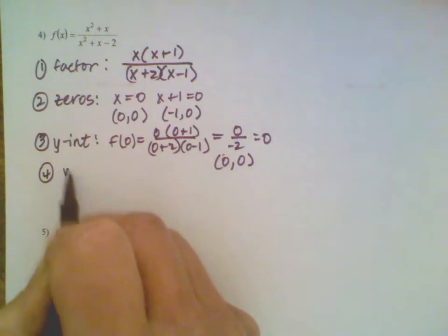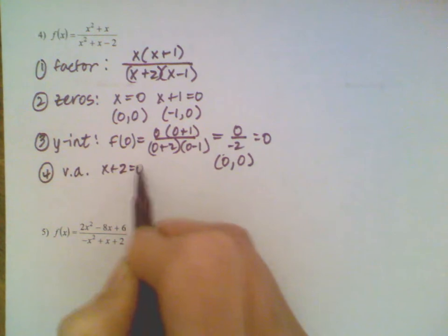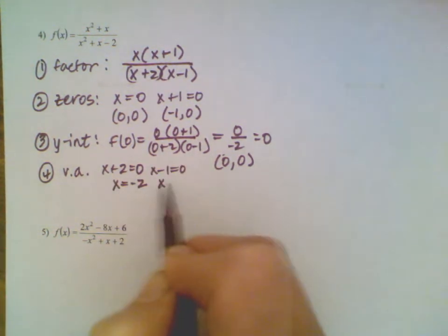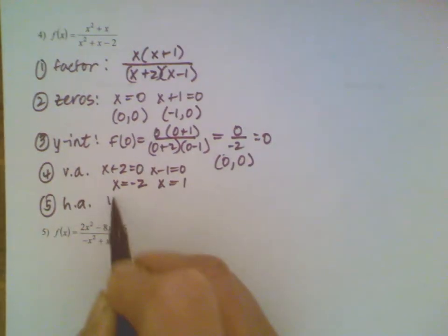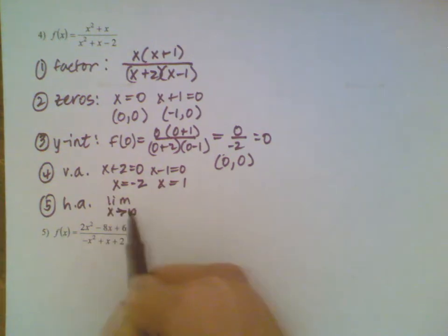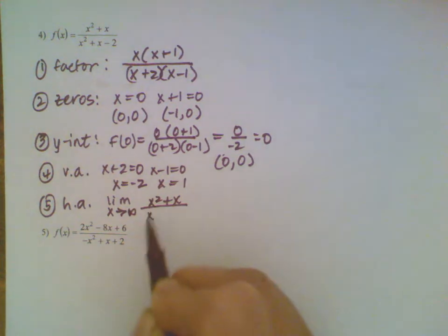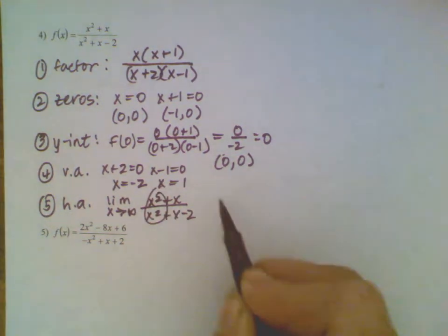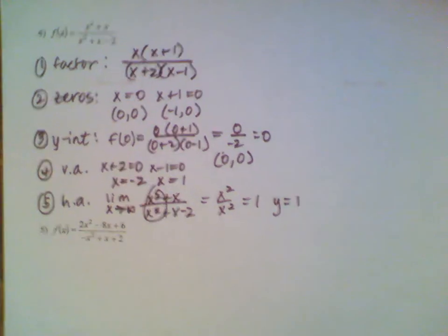So my step 4 is my vertical asymptote. That means set the denominator equal to 0, x plus 2 equals 0, x minus 1 equals 0, so that's at x equals negative 2 and x equals 1. And then lastly is my horizontal asymptote, and that's where I take the limit as x approaches infinity of the function. I do it in the unfactored, unbroken down form. Just for me, it's easier to do it that way. I go down to x squared over x squared, my lead terms. This is neutral. It reduces down to 1. Y equals 1 is my horizontal asymptote.